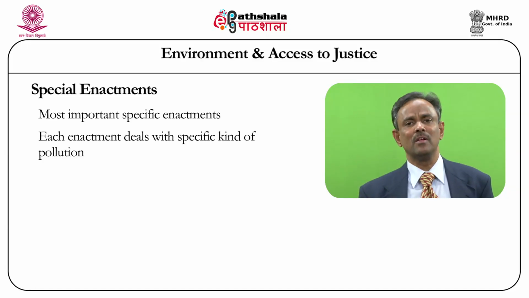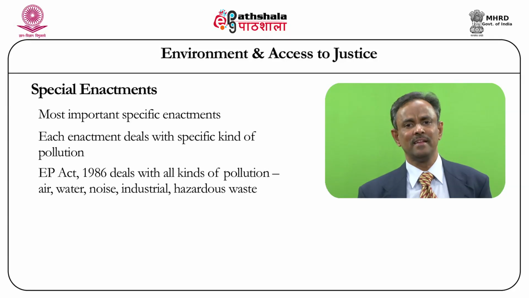The Water Act mainly deals with prevention and control of water pollution, which was made in the year 1974. The next enactment is the Air Act. This act also mainly deals with prevention and control of air pollution, which was introduced in the year 1981. The most important and comprehensive enactment is the EP Act of 1986. This act deals with all kinds of pollution.